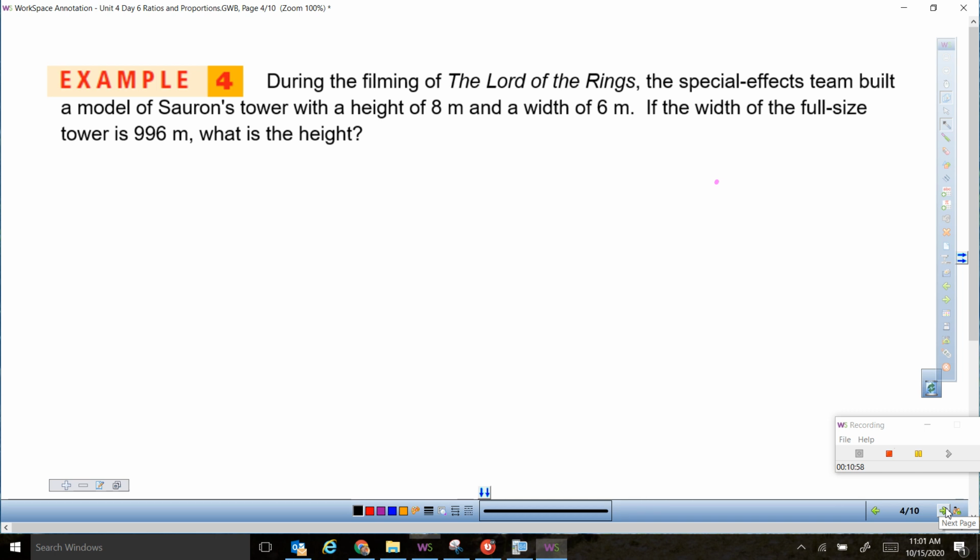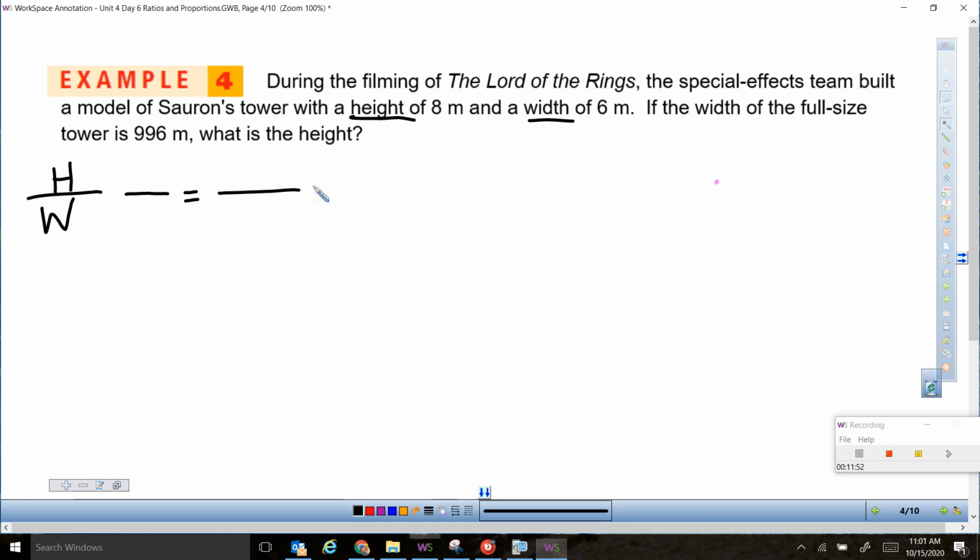So, they gave us 3 out of 4 things. We're going to solve this using a proportion. What 2 things do they tell us? We're talking about the height and the width. So we're going to write a proportion with height and width. I'm going to use H for height, W for width. Height goes on the top, width will go on the bottom.